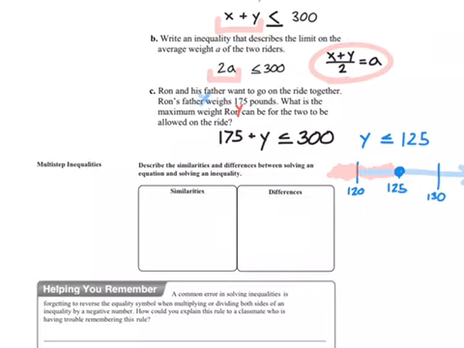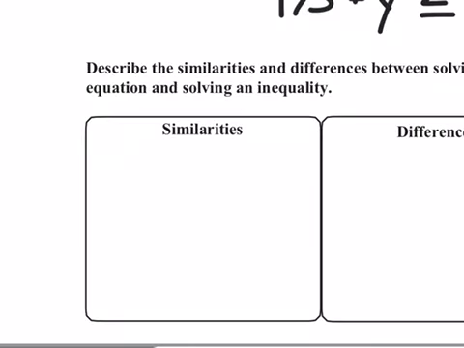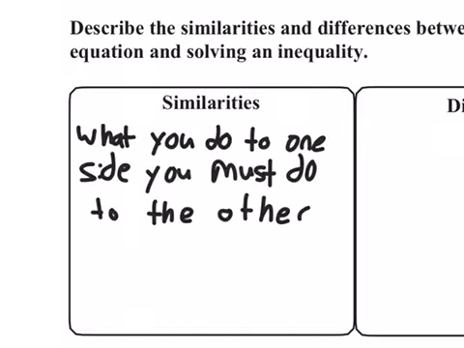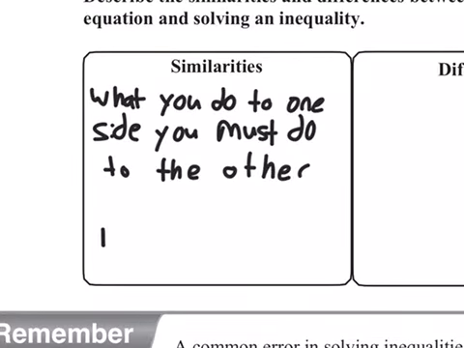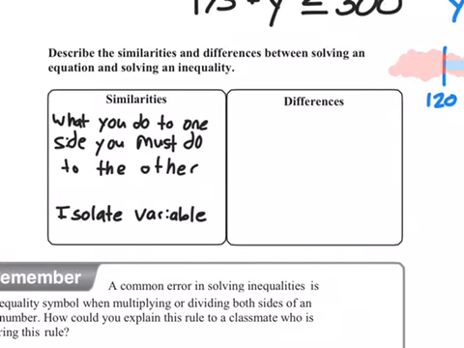Now, as you may have noticed, there are some similarities and some differences in terms of solving an equation and solving an inequality. Most of it is similar, right? What you do to one side, you must do to the other. And our goal is still to isolate the variable. There are some differences, though. One key difference is that you must graph the solution for an inequality on a number line.